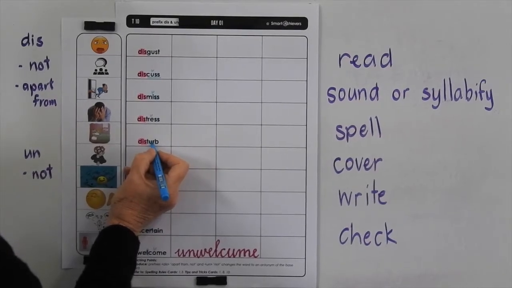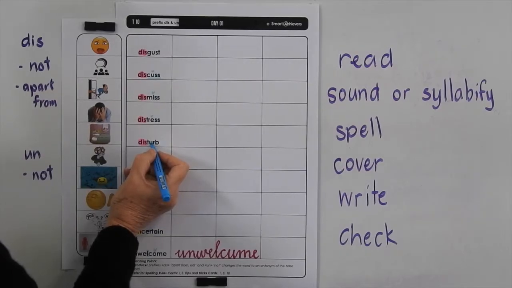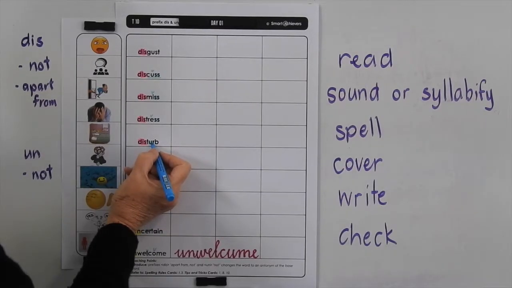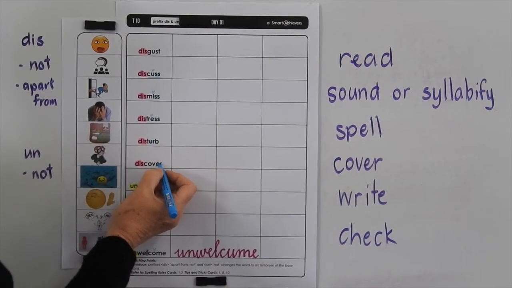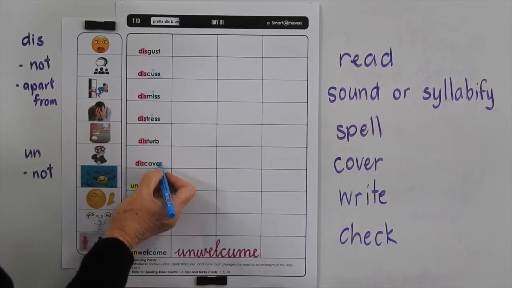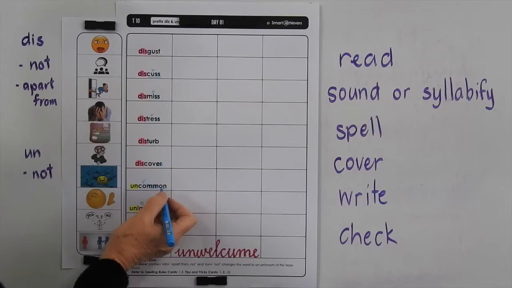Now in disturb, you've got the UR making the sound, it's one of the R controlled vowels, so you need to remember that this is one of the words with UR in it. There's not a lot of words that have UR in them, so try to remember which ones they are. Discover, that's a common way of ending a word, with the ER at the end of a word.